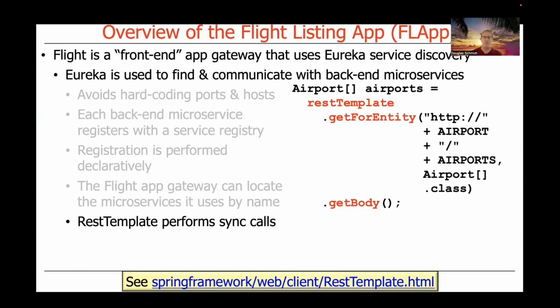We then go ahead and make a call to the getForEntity method on the REST template class, and we give it the URL we want it to communicate with, to send a GET request to, and then we also tell it what we want the responses to be. So it's going to come back as an array of airports. And then we convert that into a response body and do some other stuff to it. So we end up with an array of airports.